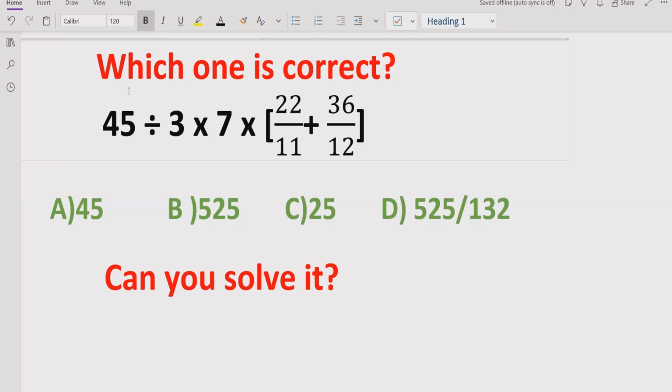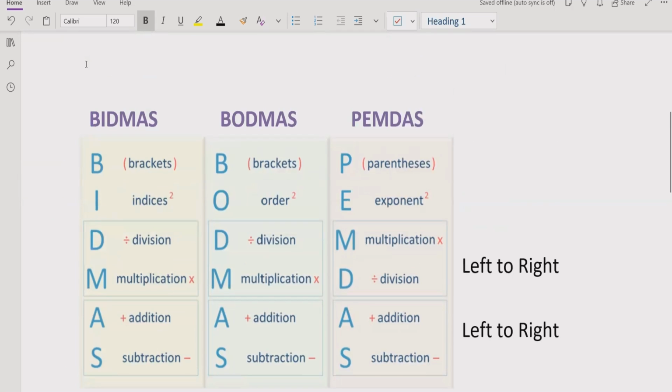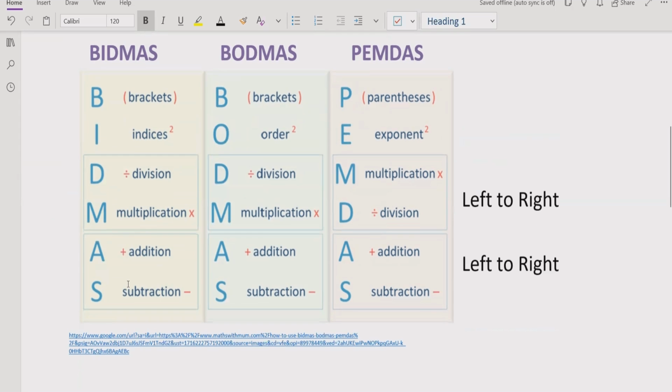Now, let's start the topic. As you can see on the screen, we have three rules: BIDMAS, BODMAS, and PEMDAS. First, we will understand the meaning of these rules. If you are using BIDMAS or BODMAS, the B stands for bracket. And if you are using PEMDAS, the P stands for parenthesis. It means that the first thing you have to solve in your expression is the bracket. After that, you have to find out if there is any exponent, any number that has a power, and solve that part after the bracket.